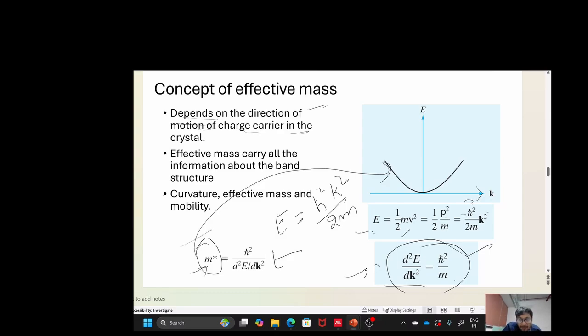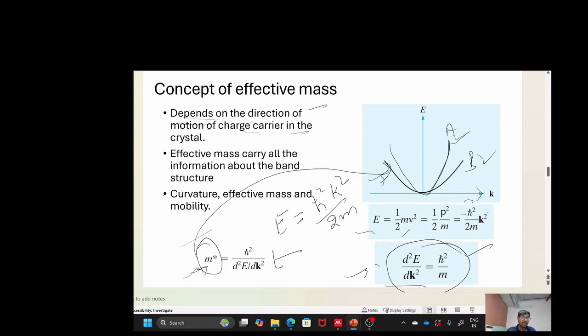Let us say there are two curvatures. This is one curvature and this is another curvature. This is A, this is B. The curvature of A is more than the curvature of B. So the more the curvature, the less will be the effective mass.